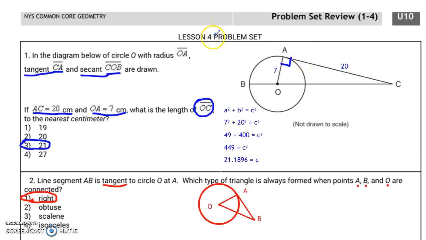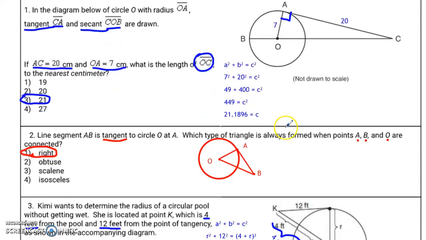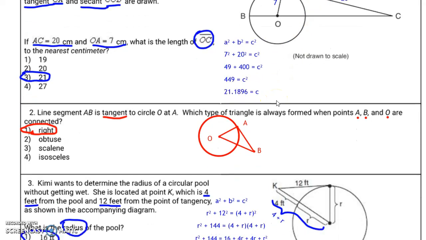The main idea for this lesson 4 problem set was that a radius and a tangent intersect at a right angle. We later talked about how tangents intersect a circle, and if they are coming from the same point, then they're congruent to each other. Anyway, in this case, we're using our Pythagorean theorem because as soon as you see a right angle and it's a right triangle, you should think Pythagorean theorem to find the missing side. You may also use trigonometry, but that's in a little bit more of a rare case.